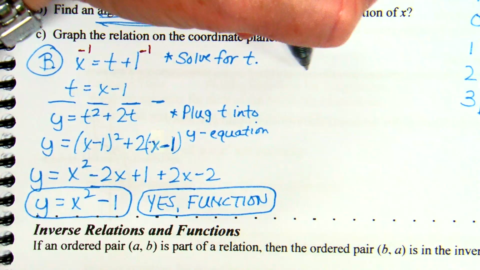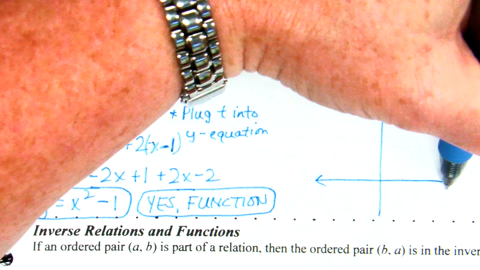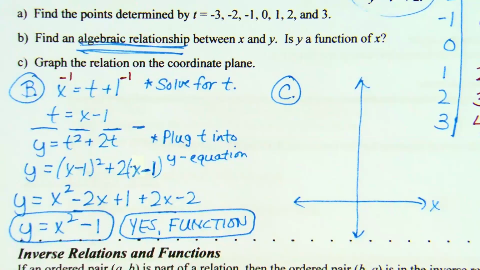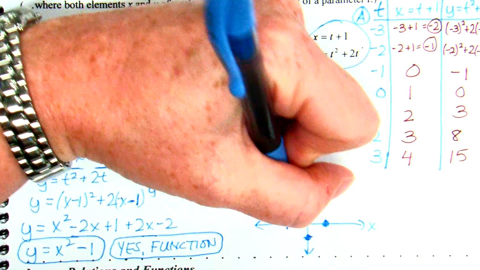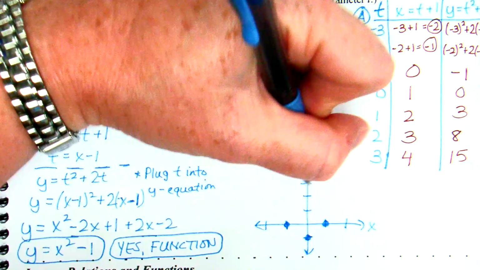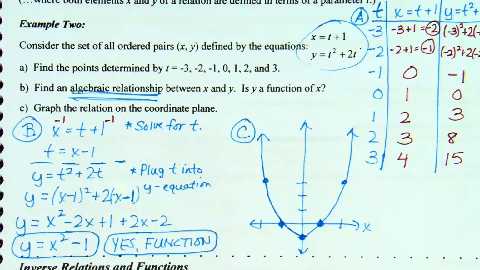Okay, so C said to graph the relation on a coordinate plane. Well, you can graph this one of two ways. First of all, we can graph a parabola and shift it down 1. Or, do we have some ordered pairs we could use? You end up with a dot at 0, negative 1. You end up with dots at 1, 0 and negative 1, 0. And you end up with dots at 2, 3 and negative 2, 3. And so thus, a parabola scooted down 1.